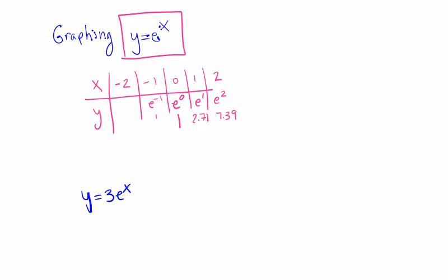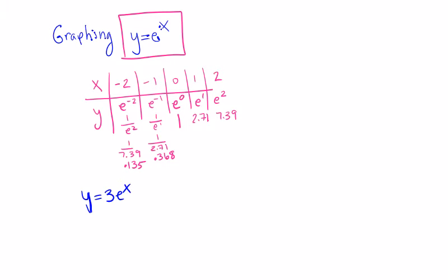We're then going to have e to the -1. Well, that means 1 over e to the first. So that really gets us 1 divided by 2.71. And 1 divided by 2.71 is going to get us 0.368. Then we have e to the -2nd, which is 1 over e to the second, which will get us 1 over 7.39, and 1 divided by 7.39 is going to get us 0.135.